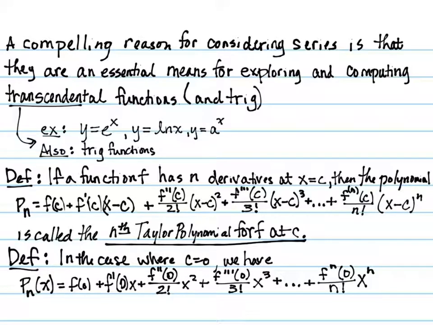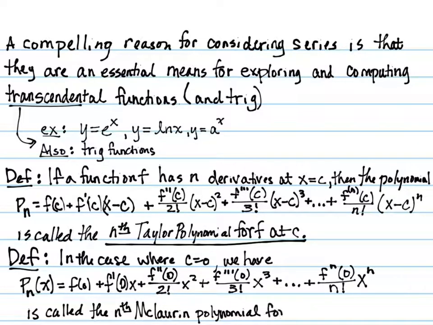And this also has a name. This is called the nth Maclaurin polynomial for f.